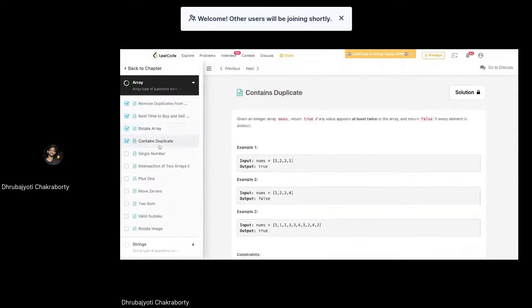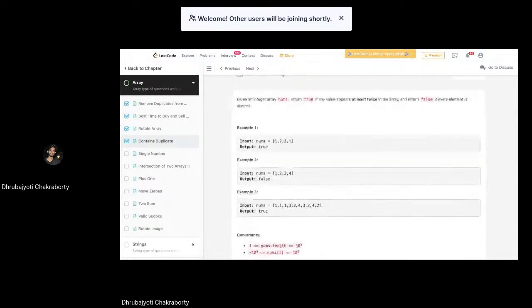So the next question is contains duplicate. Again, this is a very simple question. We have a given integer array of nums, right? And we'll return true if any value appears at least twice in the array, and return false if every element is distinct. So let's say we have a nums array which is 1 2 3 and 1, we will return true if we have a value which is occurring once again, right? In this case we have 1 2 3 1, so again we have 1 occurring twice, thus we will return true. In this case 1 2 3 4, we do not have any value occurring twice, so we will return false.